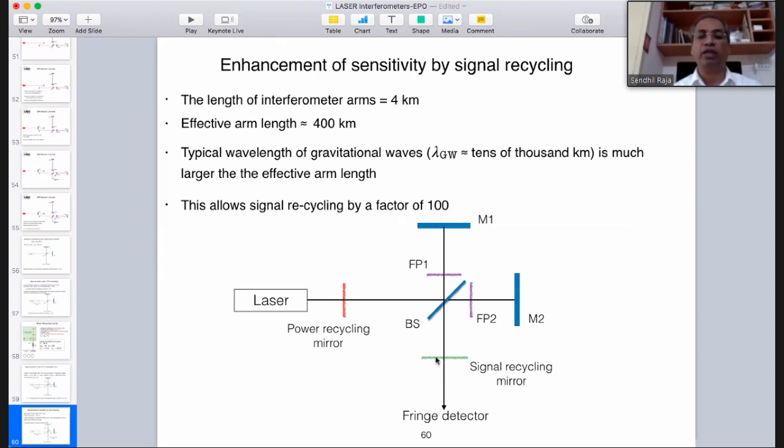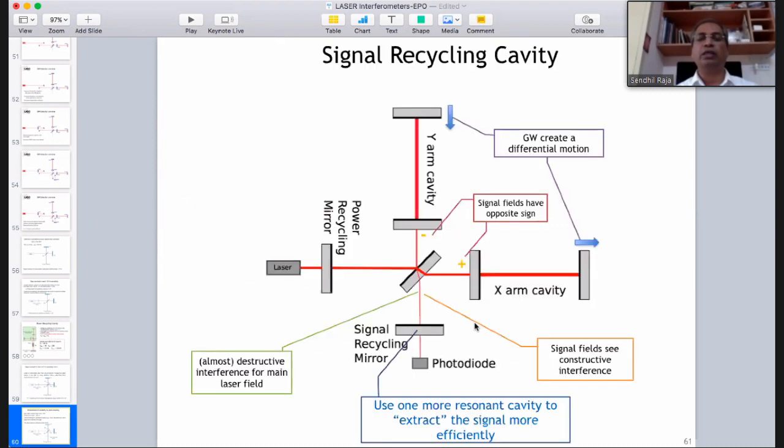So if you have another mirror here, which has a finesse, and you treat the whole Michelson interferometer as a single complex mirror, that is resonant with the signal recycling mirror. And typically you can achieve a finesse of 100. So this gives you another factor of 100, which takes you to the required sensitivity. And that's how you get to a sensitivity that can detect 10 to the power minus 21, 22, to be relevant for astrophysical applications.